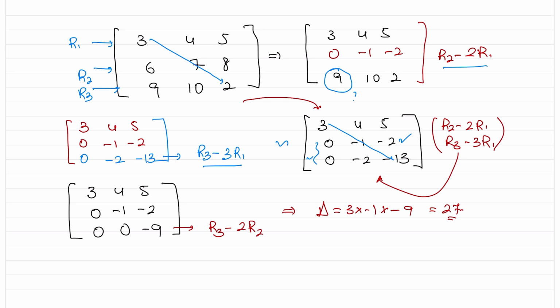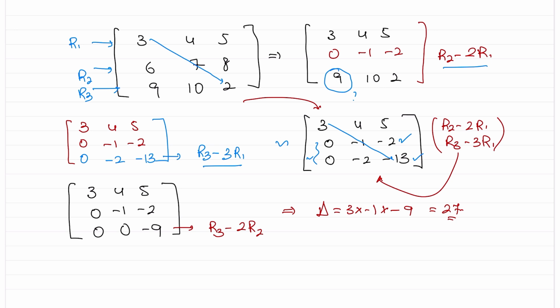These two are correct. Now let us see R3. R3 minus 3R1, 0 is correct. R3 is 10, 10 minus 12, minus 2. R3 is 2 minus 3R1, 15. 2 minus 15 is minus 13. Yes, this is correct. That means one step we have cross-checked in 10 seconds.